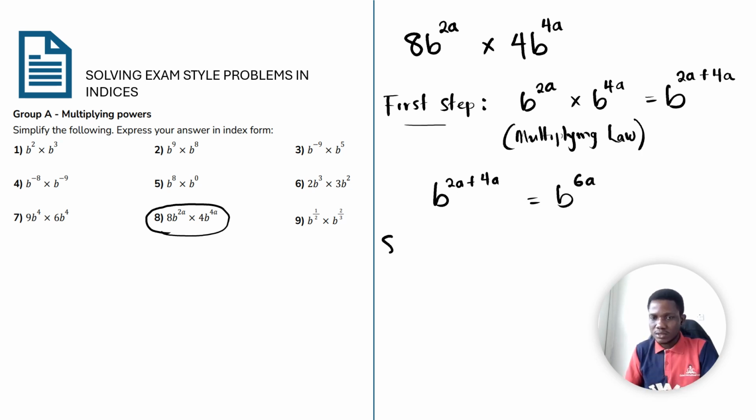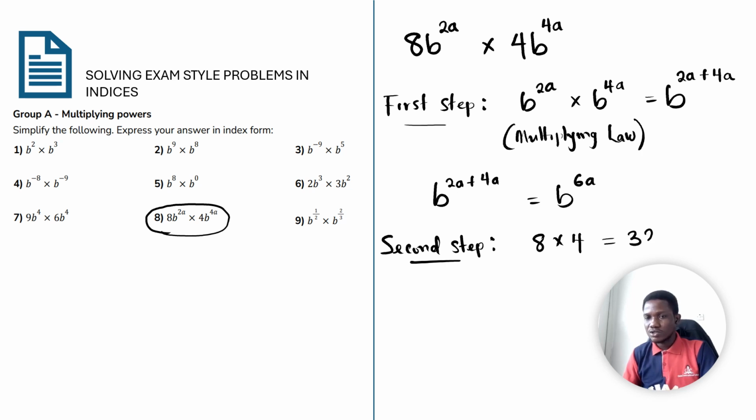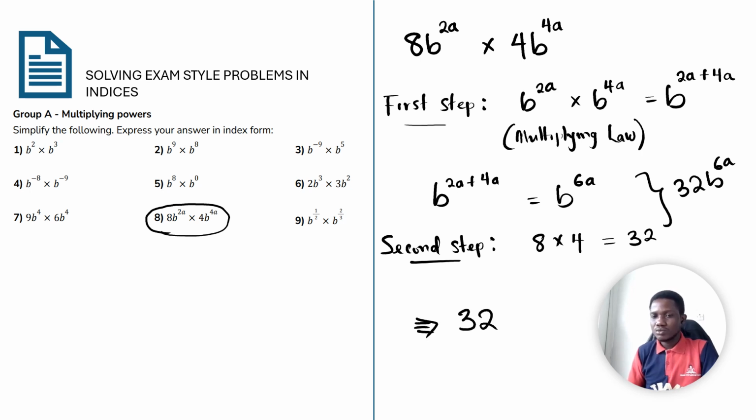Now, the second step to focus on will be the coefficient of these base numbers, which is 8 multiplied by 4, and that gives us 32. So the final step is just to bring both of them together. If we do that, we have 32 with b to the power of 6a. So our final answer is going to be 32 multiplied by b to the power of 6a.